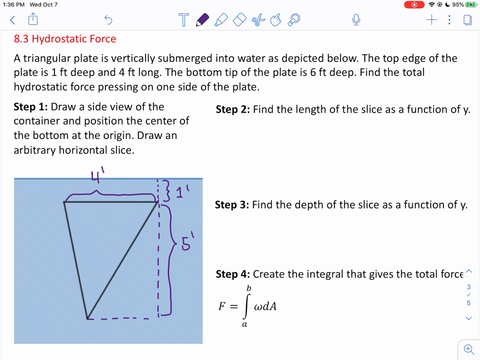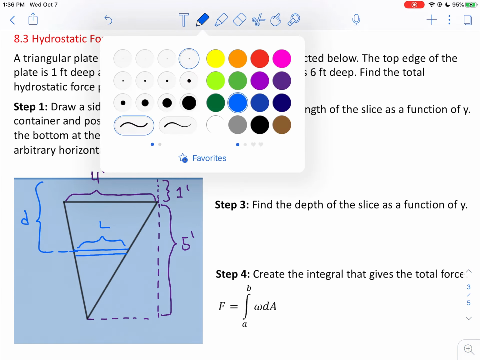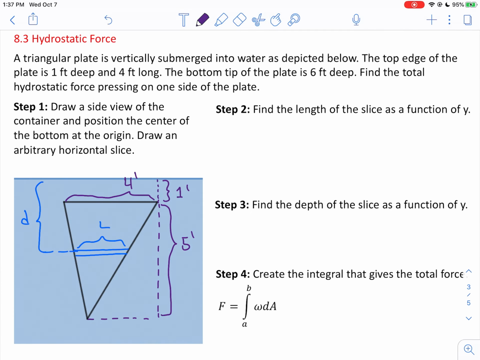All right, so I'm going to draw an arbitrary slice through here. We're going to want to figure out what the length of that slice is, and then also an expression for what the depth is of that slice. Now, in order to do this, we need to put a frame of reference into play. The recommendation in step 1 is, that should be the word plate, not container. So draw a side view of the plate and position the center of the bottom at the origin. This is suggesting that we have the x-axis down here at the bottom. And I'll put the tip here is where the origin's at. So we have a y-axis.